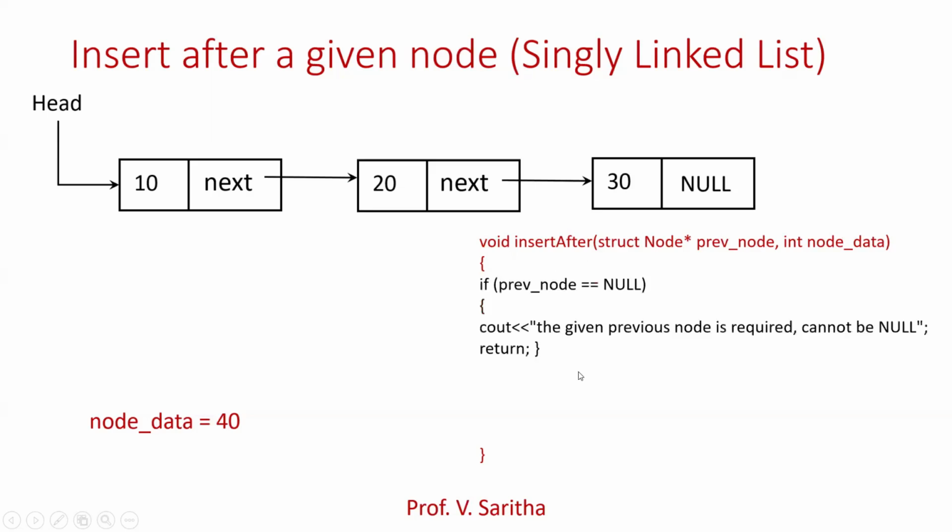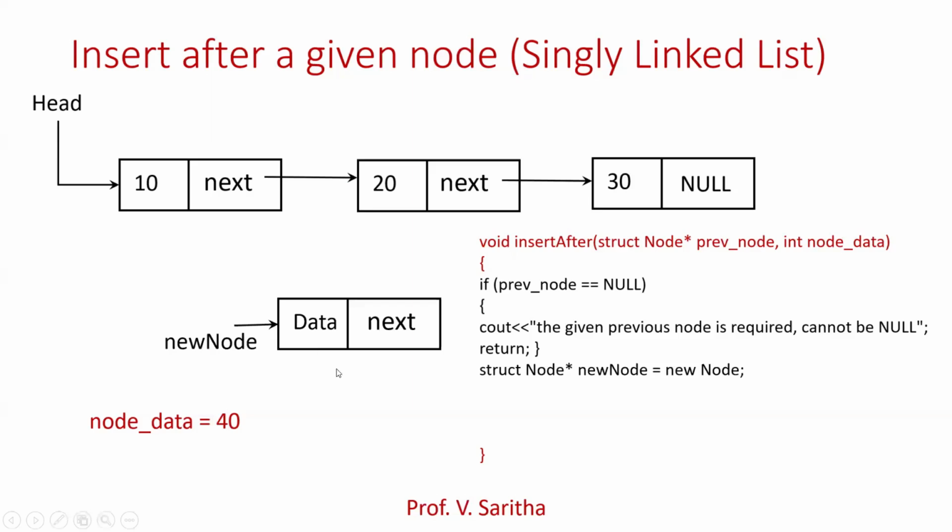So if previous node equal to null, the given previous node is required, it cannot be null. We definitely want a value for the previous node, because we are inserting after a given node, right?